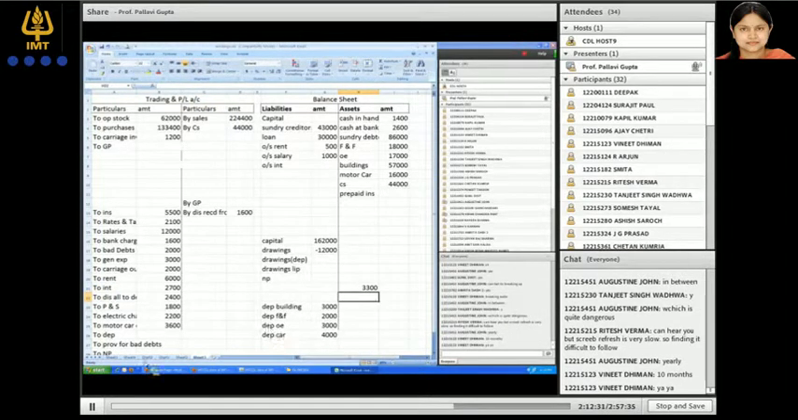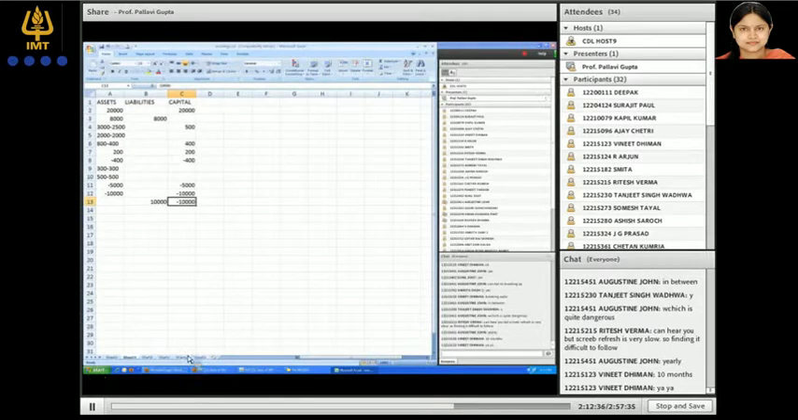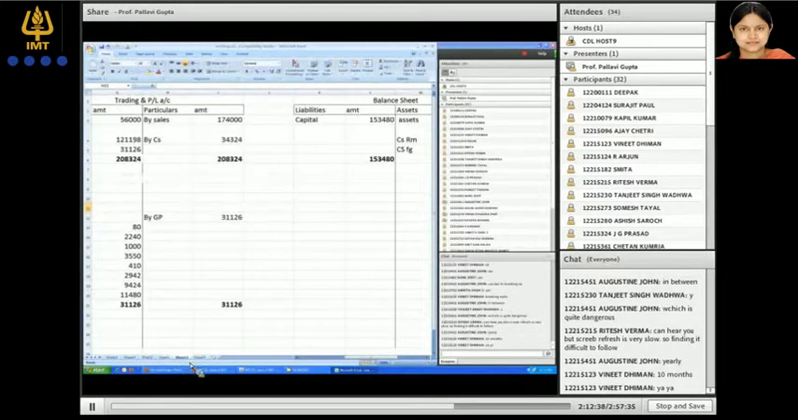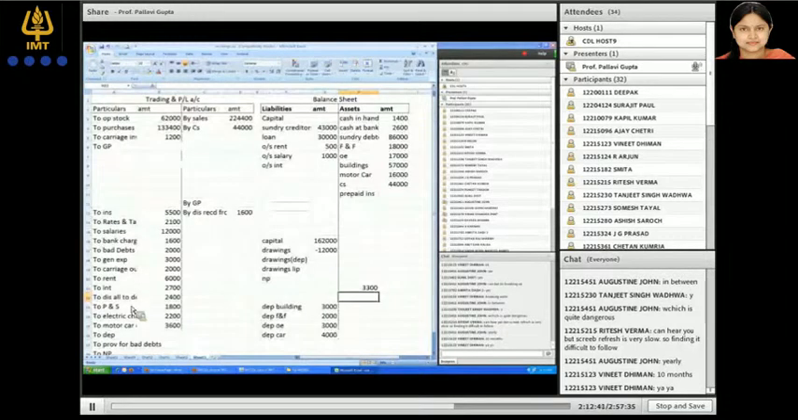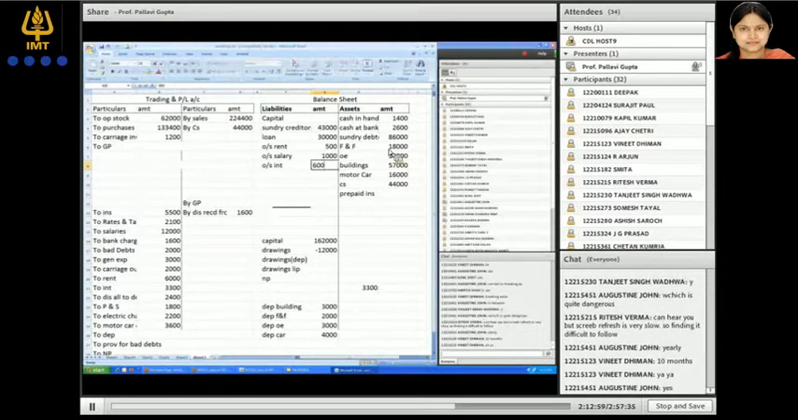But how much interest have we paid? Here I have paid the interest of 2,700. The interest which is due for this period is 3,300, but I have paid only 2,700. It means 600 is still due to be paid. So I will add here 600 as the outstanding interest, and I will take it to my balance sheet in the current liability, 600 as the outstanding interest. Right?